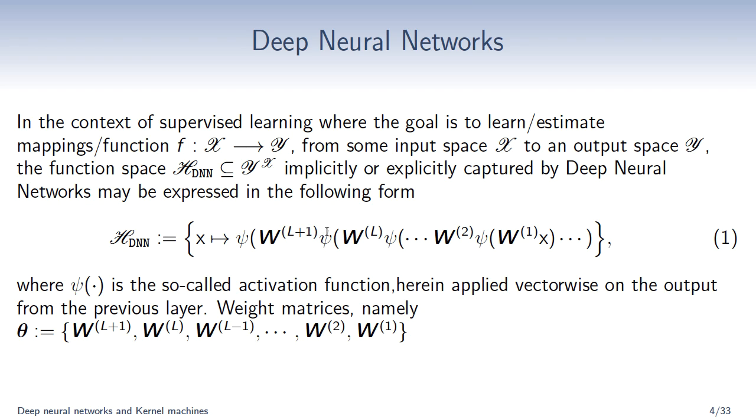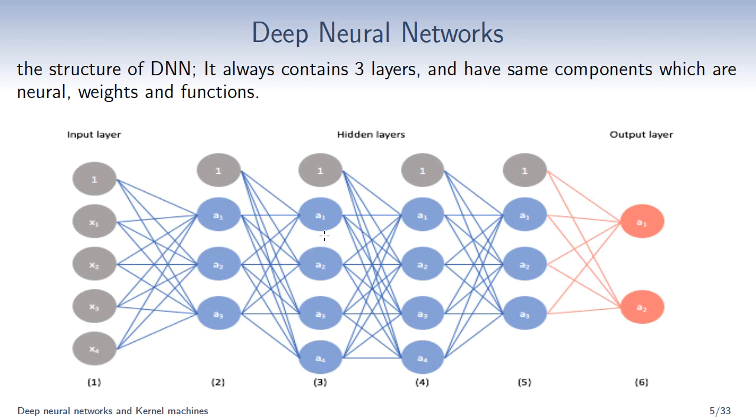Here is the formula of the deep neural network. In this formula, we can see phi is the activation function and W is the weight. This slide shows the structure of a deep neural network, which includes an input layer, hidden layers, and an output layer. Hidden layers can go very deep and can also have a lot of neurons in each layer.